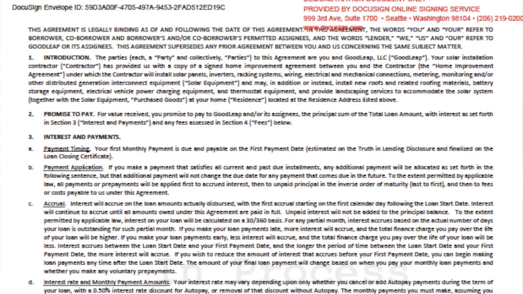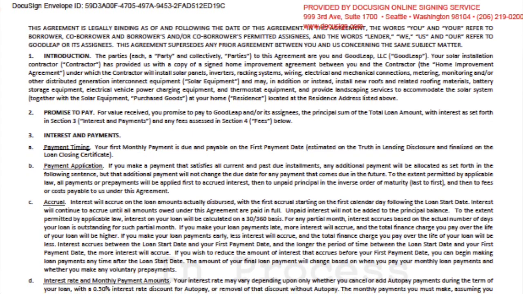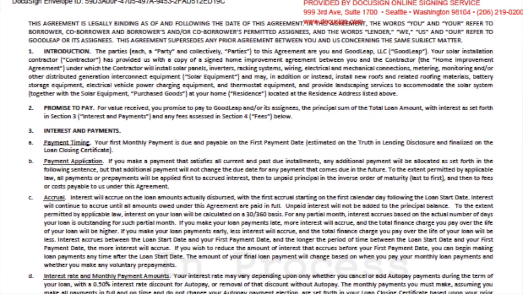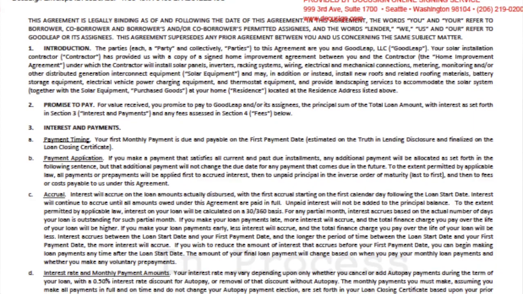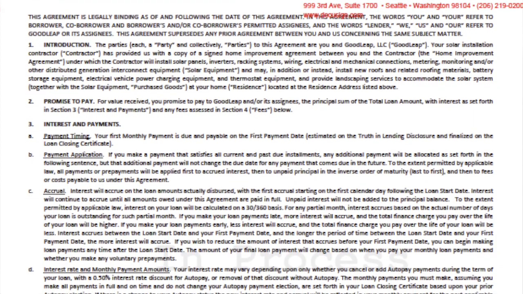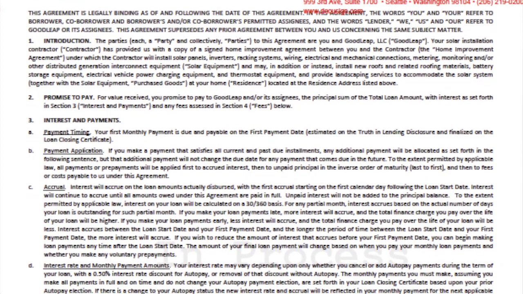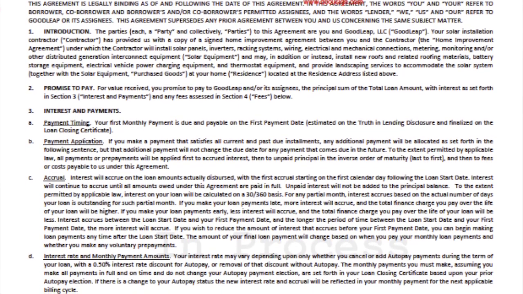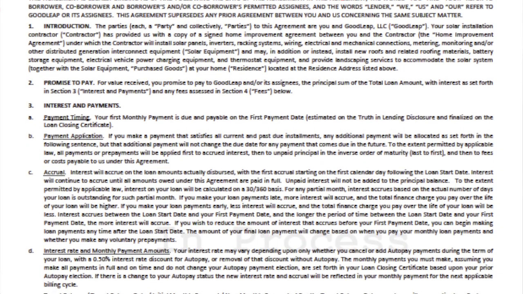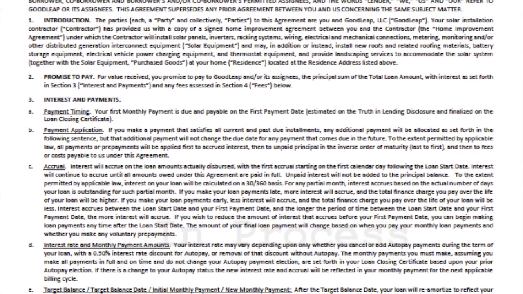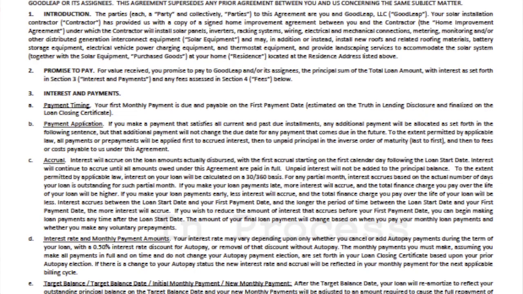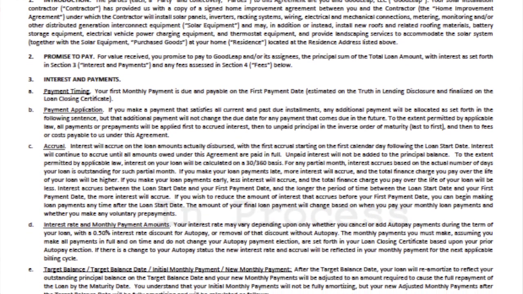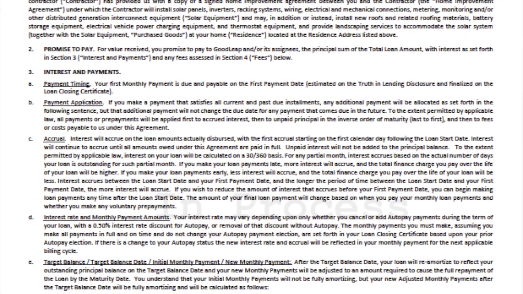So here, this just opens up parties involved, equipment being installed, that sort of thing. Promise to pay, obviously, the customer promised to pay GoodLeap for the loan. Payment timing, we talked about the start date. Application of payment goes toward principal and some interest. Interest accrual, it's pretty standard stuff. This references auto pay.